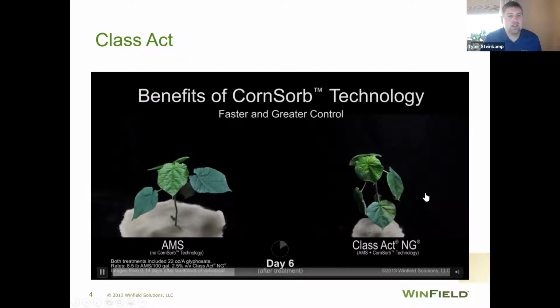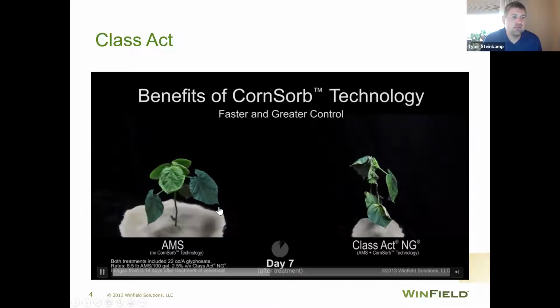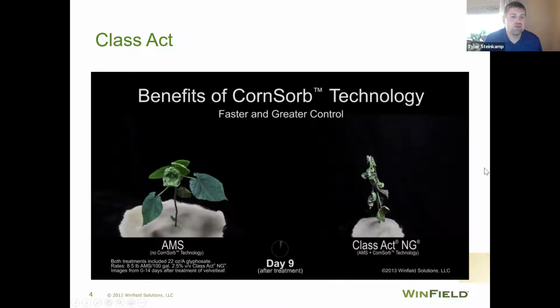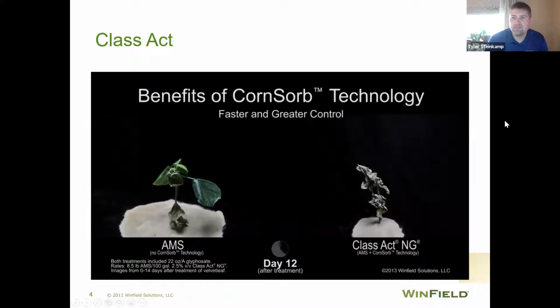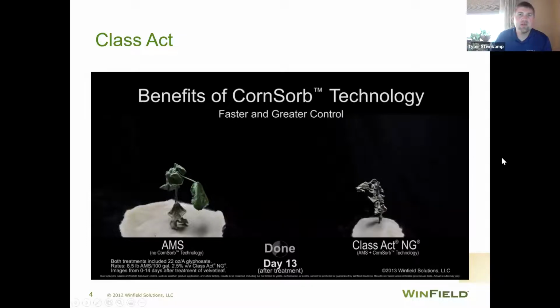Okay, you can already see it on the Class Act. By the way, this is the reason we recommend Class Act NG versus just AMS with a surfactant, because we get a lot better control with that. You can see though that basically you kill off that new growth first, and then it's that old growth that comes and dies after that. Okay, but it took about 10 to 14 days to really start seeing that damage start to occur. It's always going to show up in that new growth first.